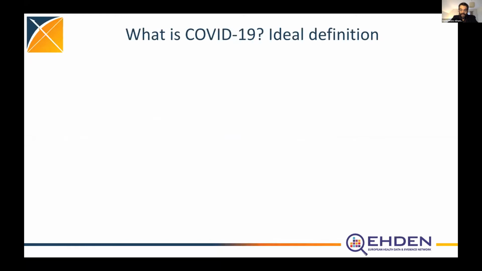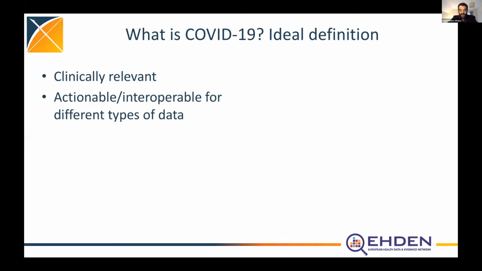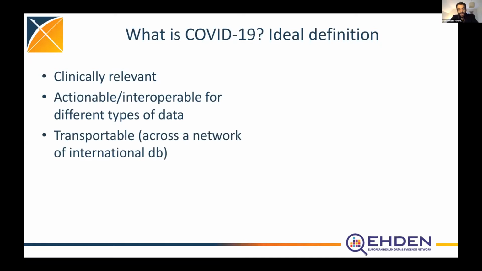The ideal definition for a new disease is a definition that has to be clinically relevant or clinically sensible. It has to be actionable and interoperable for different types of data around the world, transportable if you're working in a network like ours, sensitive and specific. And of course, it has to be possible, which is difficult if you want to tick all the above.